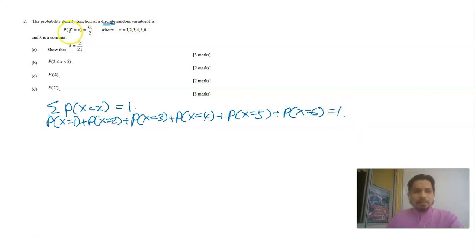And we call the probabilities equal to kx divided by 2. K is a constant, and we substitute every single value of x here. When x equals 1, 1 times k equals k over 2. And then when x equals 2, 2k divided by 2.